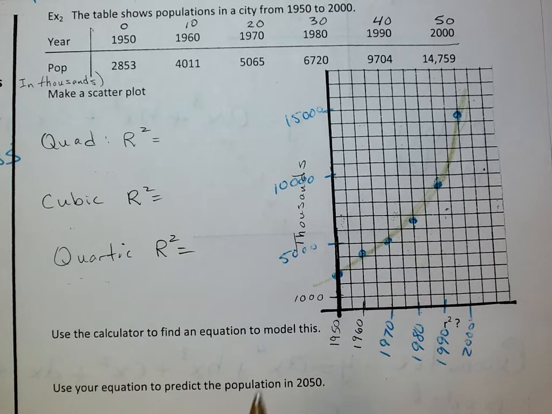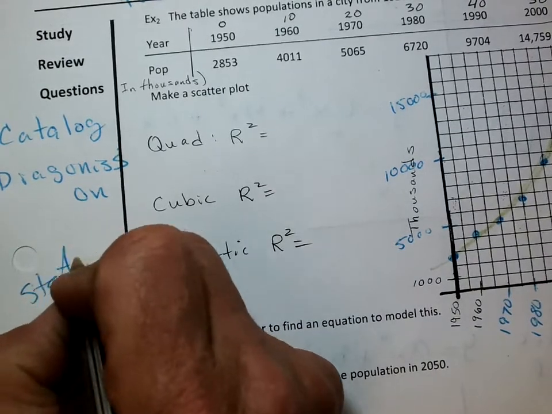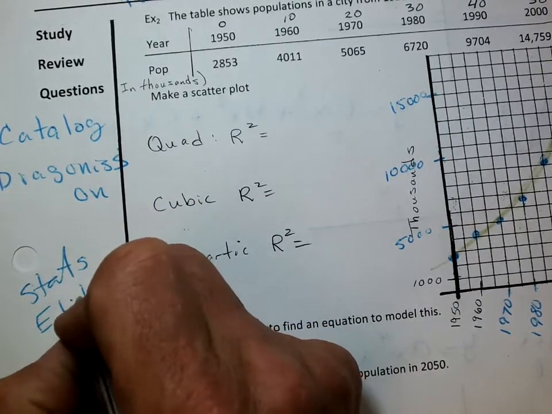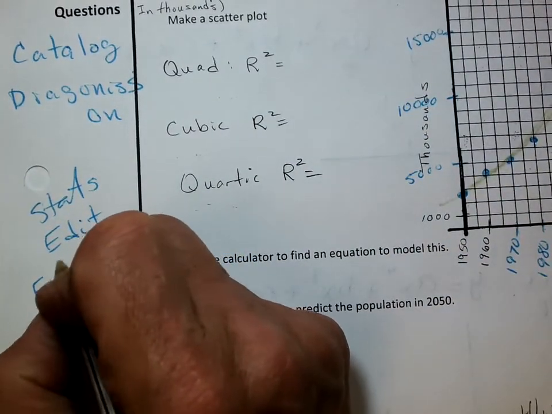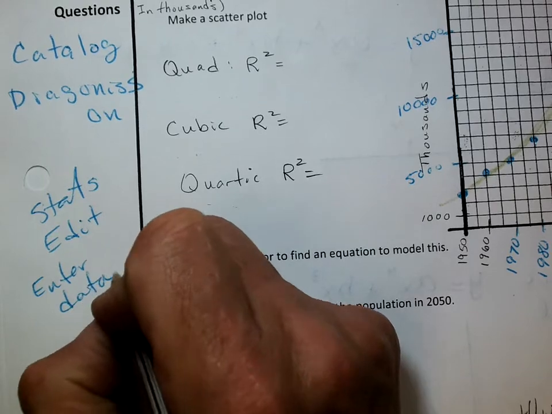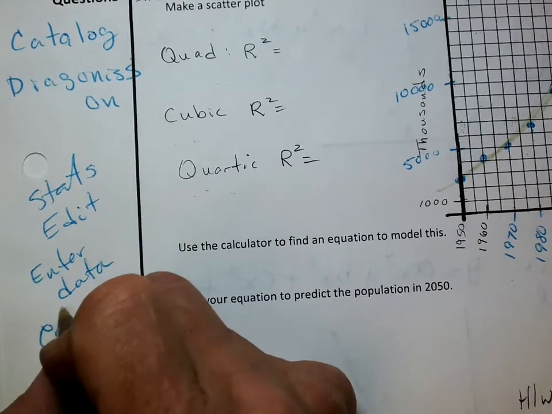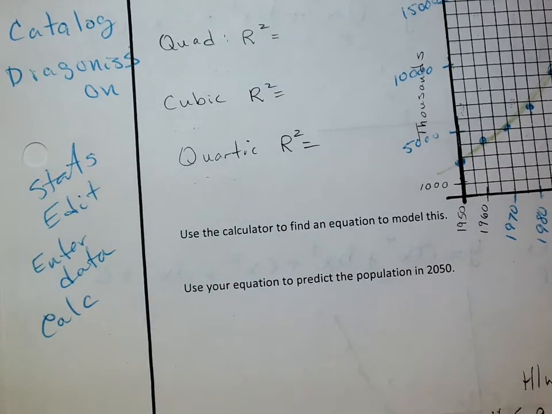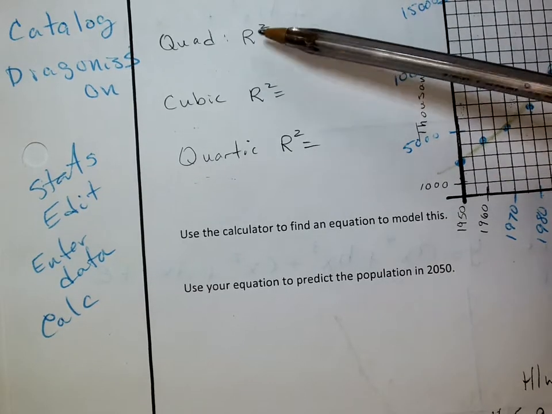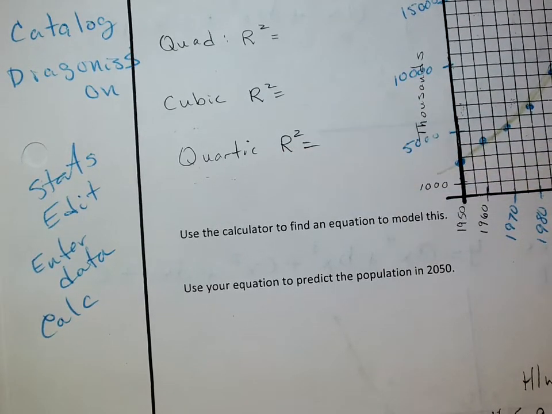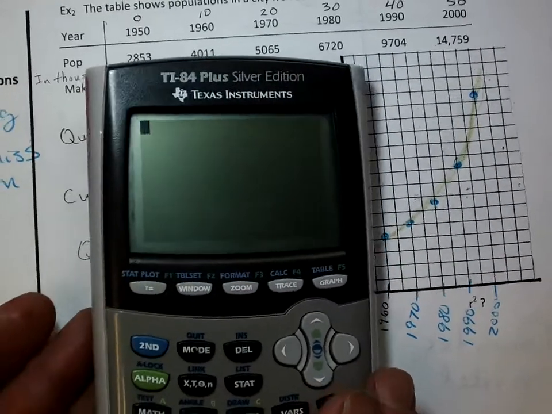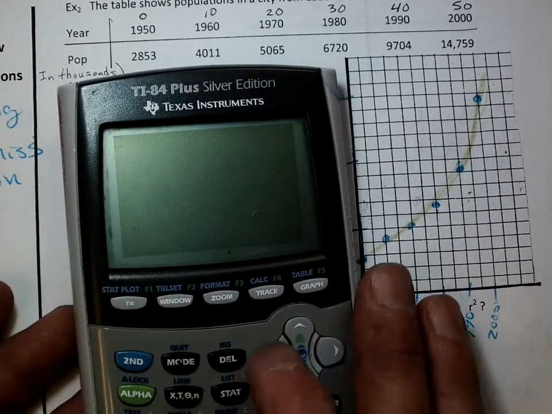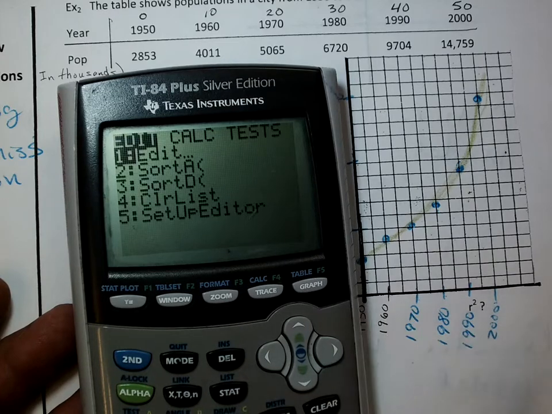Remember how we went into stat? We went to edit, right? We entered our data. Remember how we did that? We went to stat, we entered our data, right? Then we went to calculate. That's when we want to push each of these to find out which one's the best. So let's do that. Okay, you guys ready? And we've done this part before. Okay, so when I go into stat, right? Hit stat. All right.